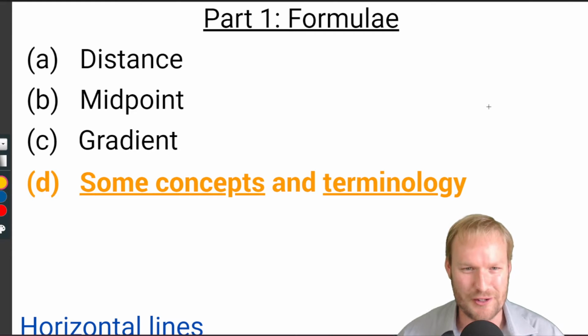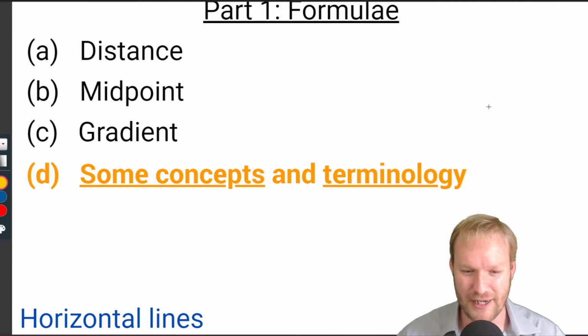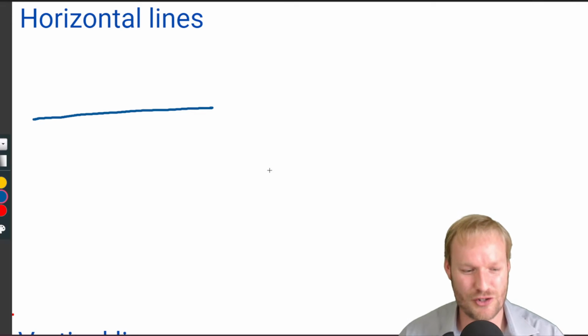Okay, welcome to the last video on part 1, Formulae. We're not going to look at formulae, we're just going to look at a couple of examples, but first maybe remind ourselves about some things we may or may not remember. So, horizontal lines. Let's draw ourselves a nice horizontal line, and we're just looking at gradients is what we'll remind ourselves here.